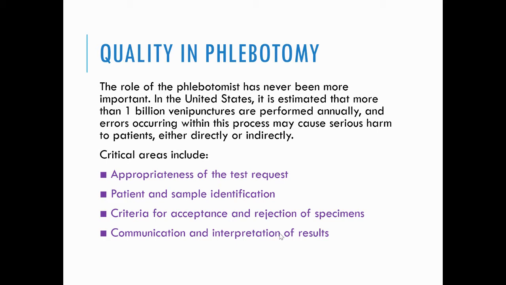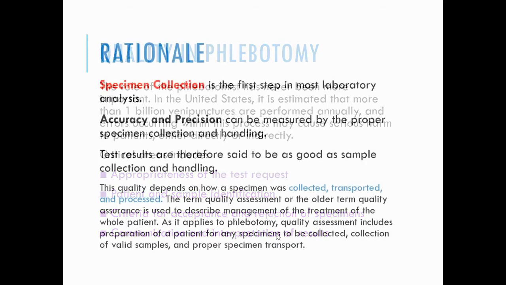And also patient and sample identification. It is very important that we do not interchange the samples of patients, and that we label them properly so that we can give the correct diagnosis to the patient who is the true owner of the sample. And also the criteria for acceptance and rejection of specimens, and communication of an interpretation of results.